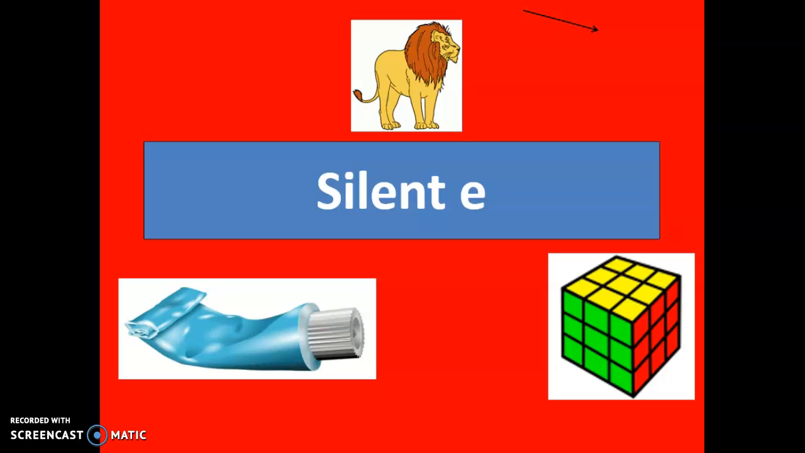Now I want to make sure you understand what the word silent means. Do you know what that word means? Yes, it means not to make a sound, to be quiet. Well, in some words we're going to learn today, the letter E can be silent at the end of a word, but it also does something else to the word.